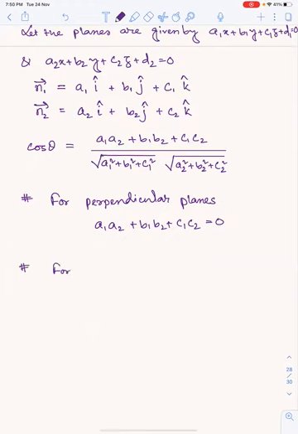Whereas for parallel planes, we must have the proportionality of the components: a1 by a2 is equal to b1 by b2 is equal to c1 by c2. So all of you can identify that these are the similar conditions that we have found in the part that is angle between two lines. As such, the angle between two planes is delivered by actually the angle between two linear directions, which are the outward normals.